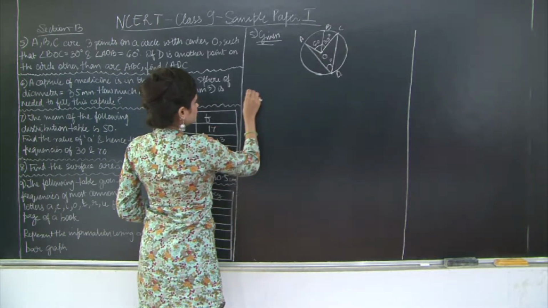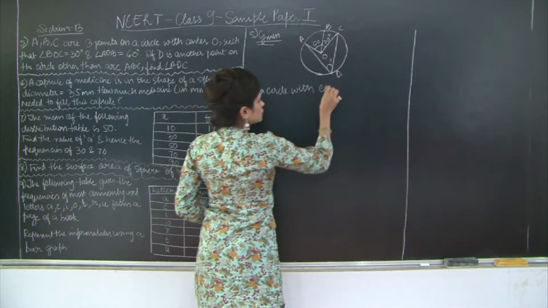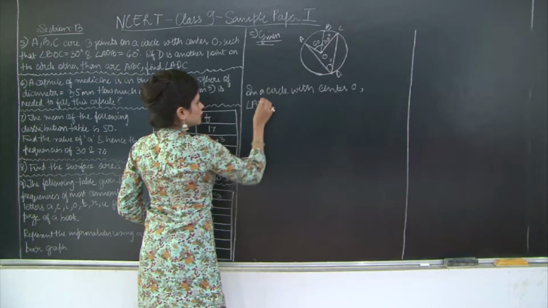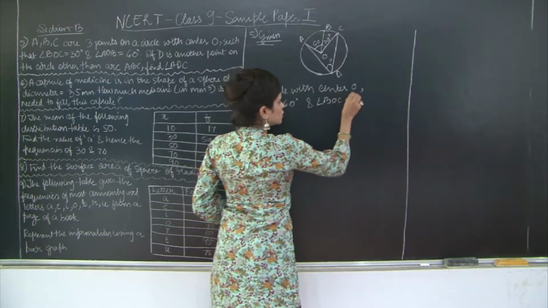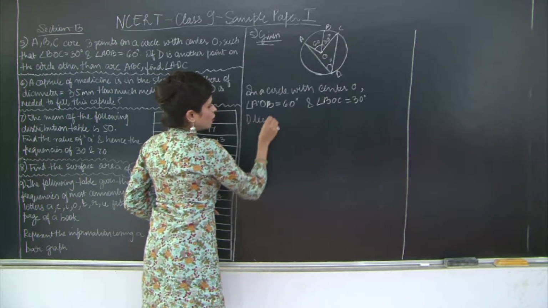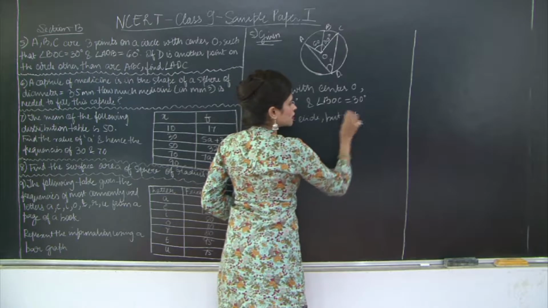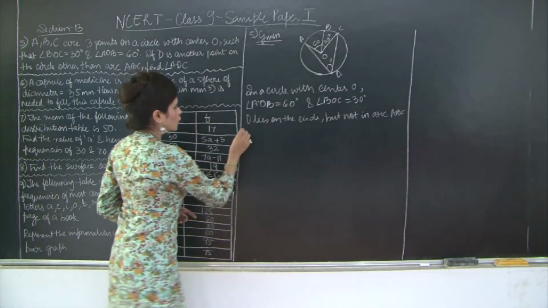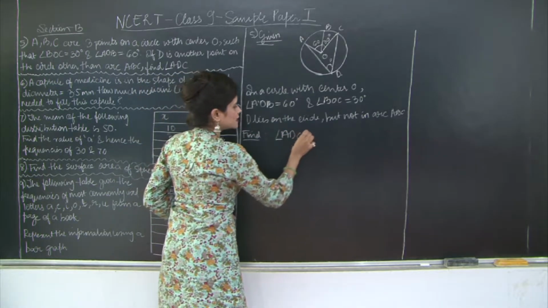So I'll say, in a circle with center O, angle AOB is equal to 60 degrees and angle BOC is equal to 30 degrees. D lies on the circle but not in arc ABC. What do we need to find? We need to find the measure of angle ADC is equal to question mark.